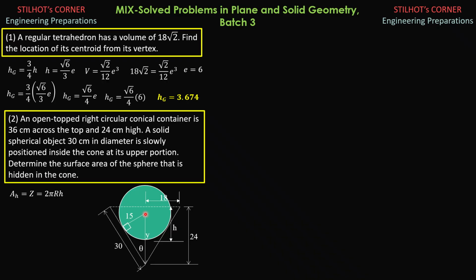And from the centroid to the vertex of the cone, let's call that y. The radius of the sphere is 15, which is tangent to the slanted surface, and this slanted side of the cone is 30, which is square root of 18 squared plus 24 squared. So that's 30. And we have two similar triangles here. Let's have this data as our basis. And this small right triangle and this big right triangle here are similar.